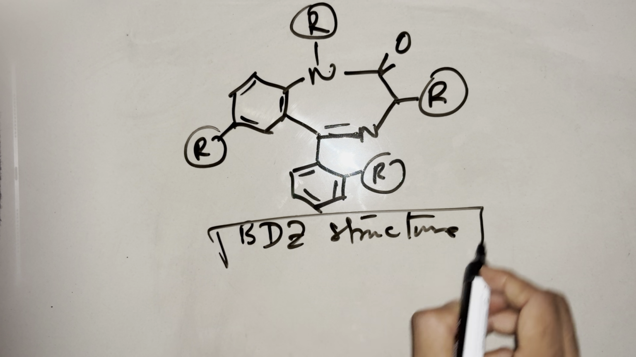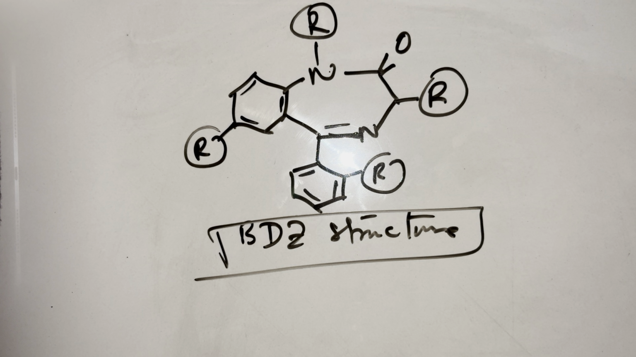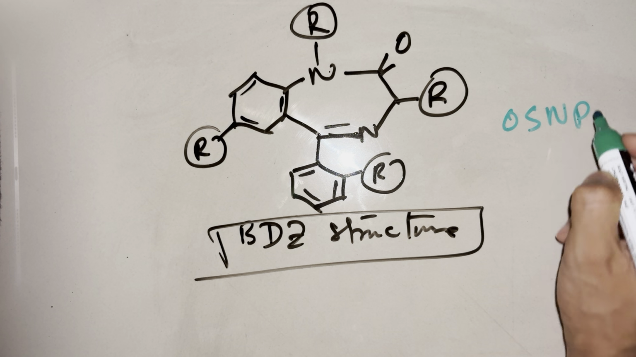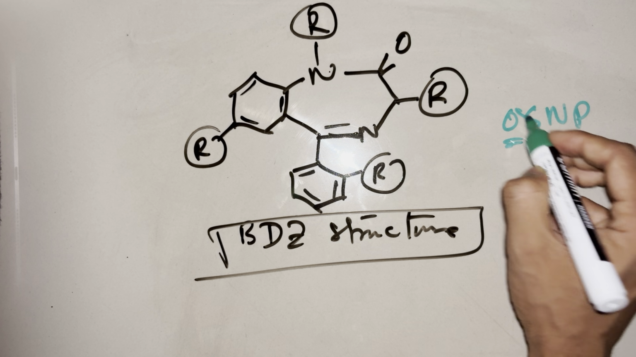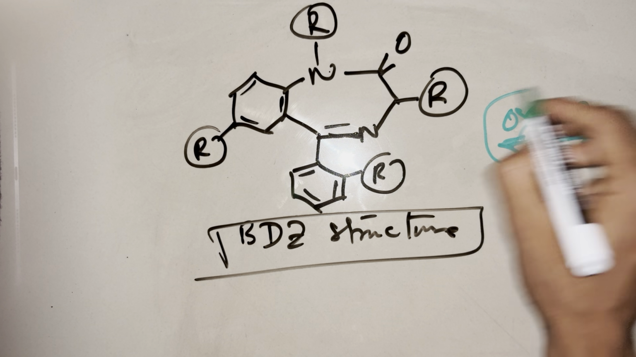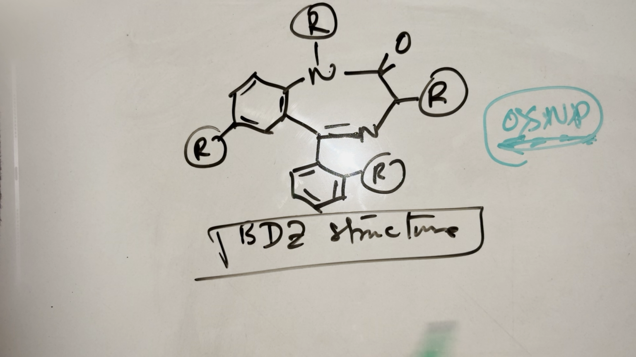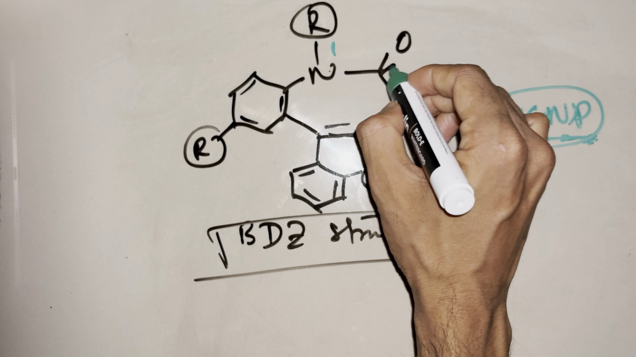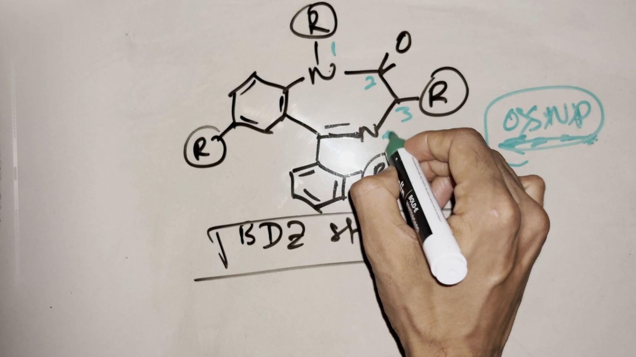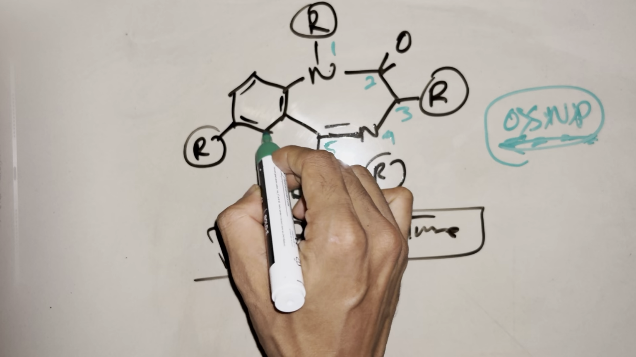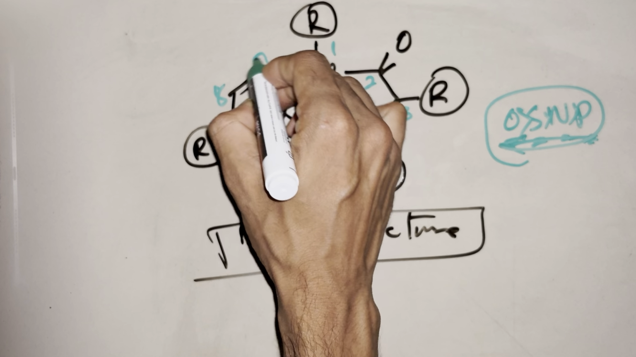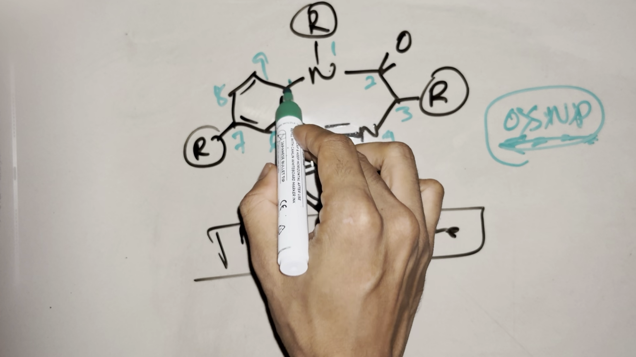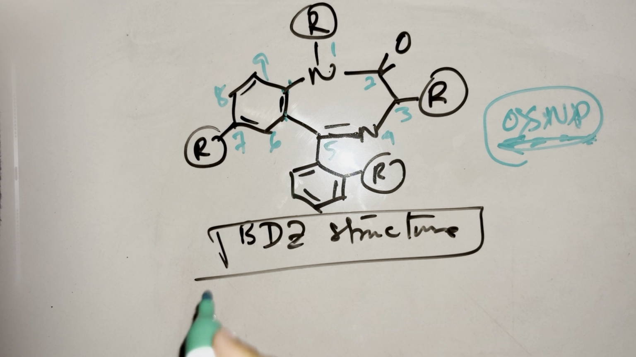Now, numbering will start from which side? So numbering will start from nitrogen according to OSNP. You know about OSNP: oxygen, then sulfur, then nitrogen, these are the priority order. So the most preferred are oxygen, then sulfur, then nitrogen, then phosphorus. So numbering will start from nitrogen, so nitrogen will be the first position. Then this one will be second position, third, fourth, fifth, then sixth, seventh, eighth, and ninth position. These two are at the bridge. So these two are bridge carbons, and bridge carbons are not numbered in this sequence.